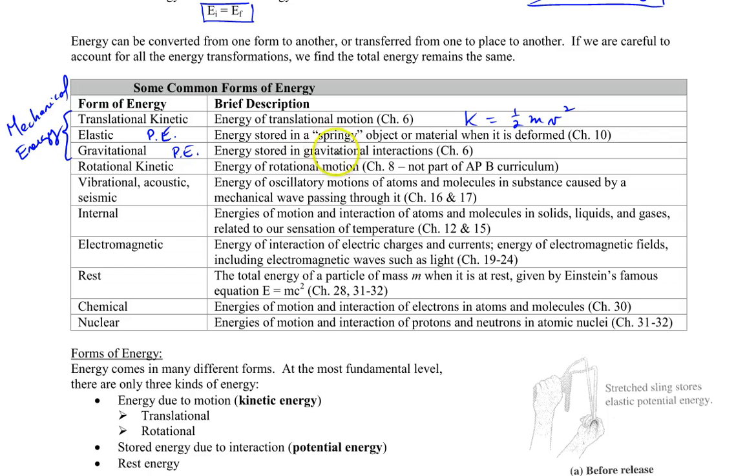Any object that has some kind of springiness to it, like a spring that can be compressed or stretched, or a sling that can be stretched, or a bungee cord, anything that can be basically deformed in some way, then you have what we call elastic potential energy. Now there's another type of stored potential energy, and that is the energy associated with moving an object to an elevated position.